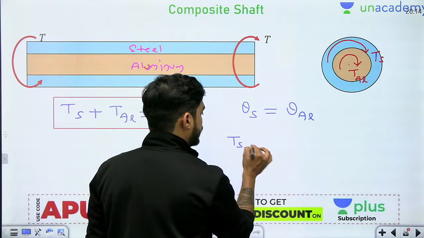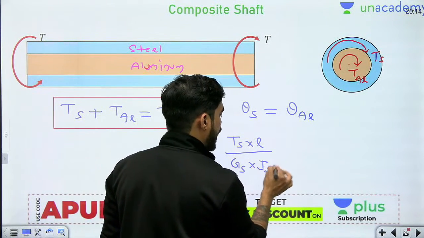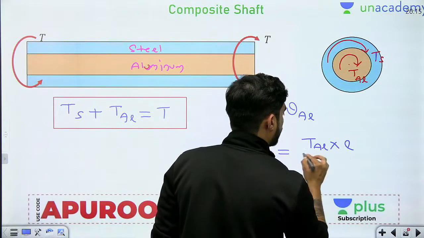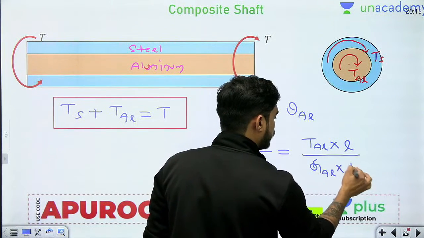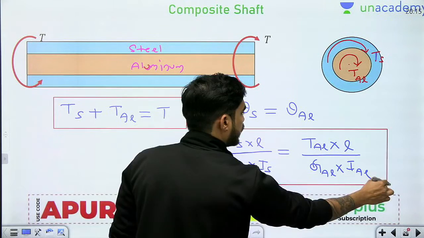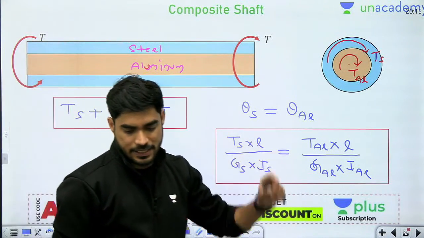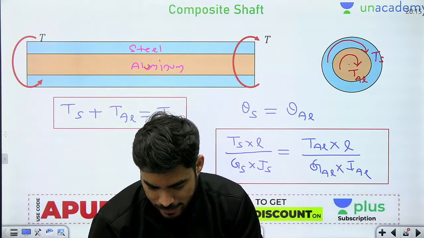Okay, now beta, what will be the equation of theta? It will be T into L by G into J, right? अब L जो है, that will be same for steel and aluminum, so that will be cancelled. The rest of the things you need to put and you will get the TS and TA. Okay, अब आपको TS और TA की वैल्यू मिल जाएगी.